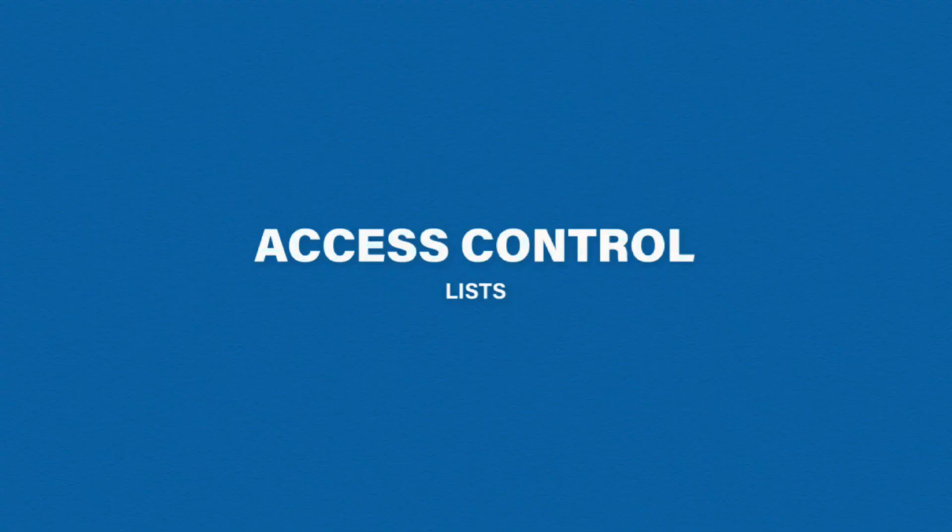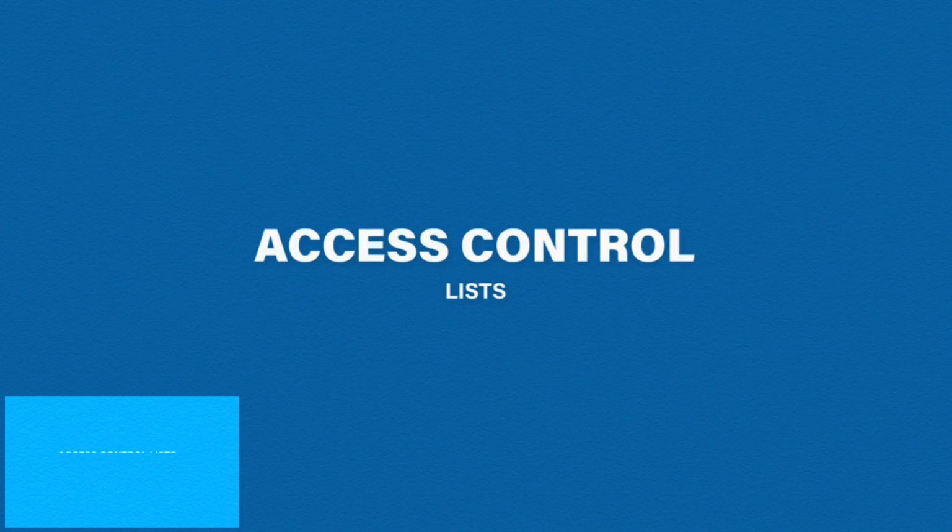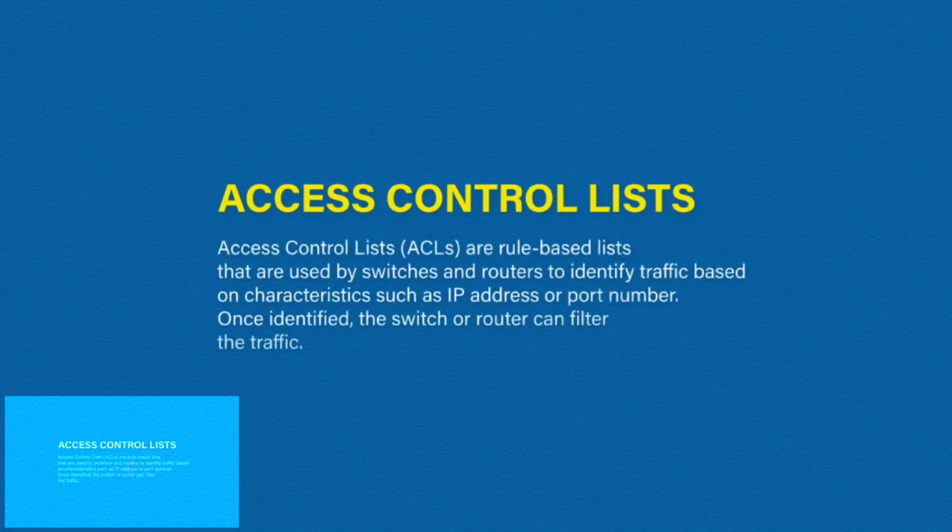In this video, we're going to be talking about access control lists. So what is an access control list? Access control lists, also known as ACLs or simply access lists, are rule-based lists that are used by switches and routers to identify traffic. They can identify traffic based on the source address, destination address, and port numbers. The most common use for an access list is to deny or permit traffic. But there are other uses for access lists, such as configuring network address translation and quality of service.